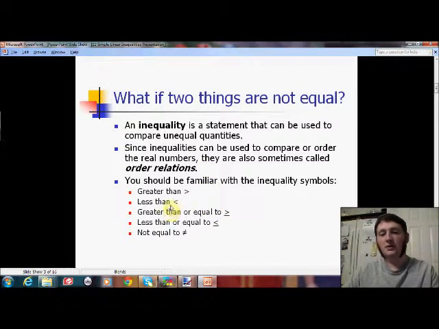You should be familiar with these 5: greater than, less than, greater than or equal to, less than or equal to. And this one you should know, but for whatever reason, just don't think of this necessarily as an inequality. But the name means inequality, not equal to.